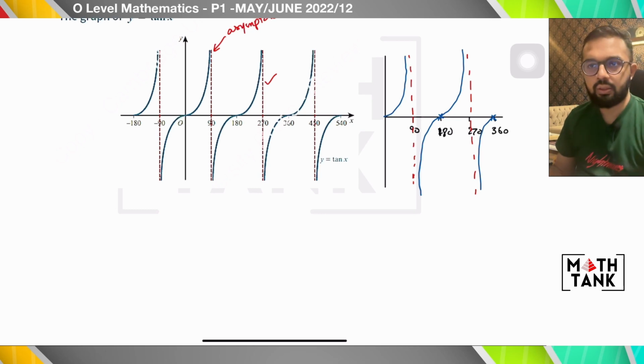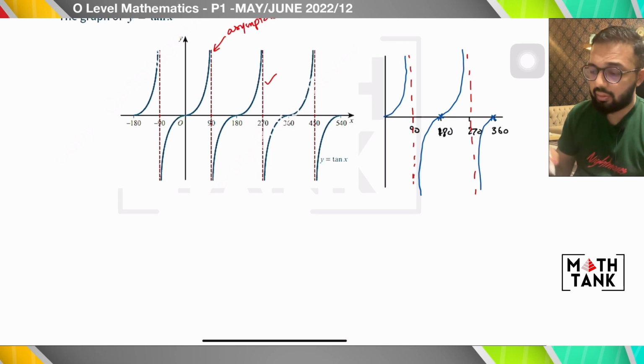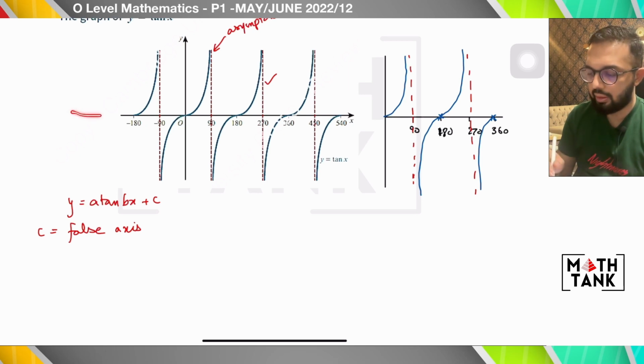It's again periodic, it's not different. The interpretations are slightly different. So you have a tan bx plus c. So c is the false axis that we've done before. We'll see that in the next question. It's the horizontal line where you see the graph turning from.